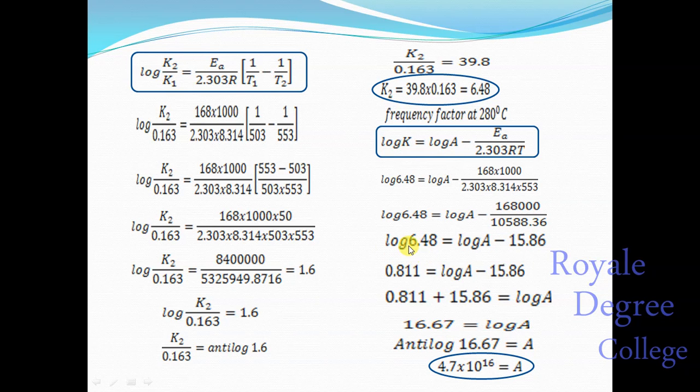Now here what we are doing, log value of 6.48 is 0.811. It is equal to log A minus 15.86. Now this minus 15.86 we are bringing to the other side, so we are writing it as a positive value. It is to be added to that 0.811 value. It is equal to log A. Then when we add both, we will get 16.67, equal to log A. Then log we are bringing to the other side, so antilog 16.67 is equal to A. The antilog of 16.67 is 4.7 into 10 to the power 16. That is equal to A.